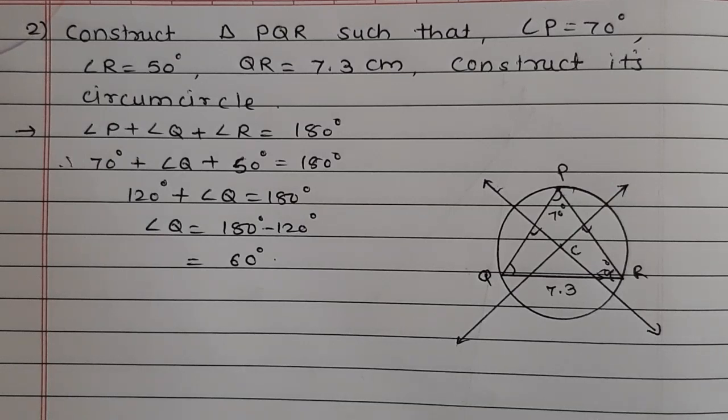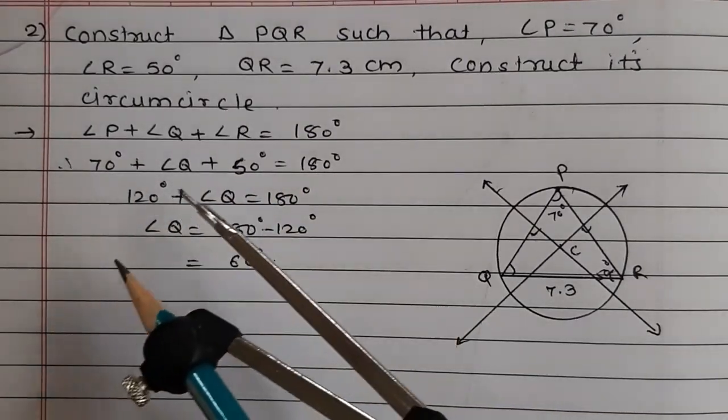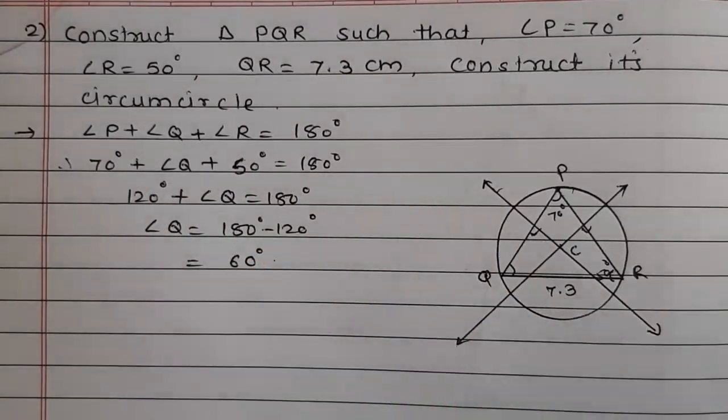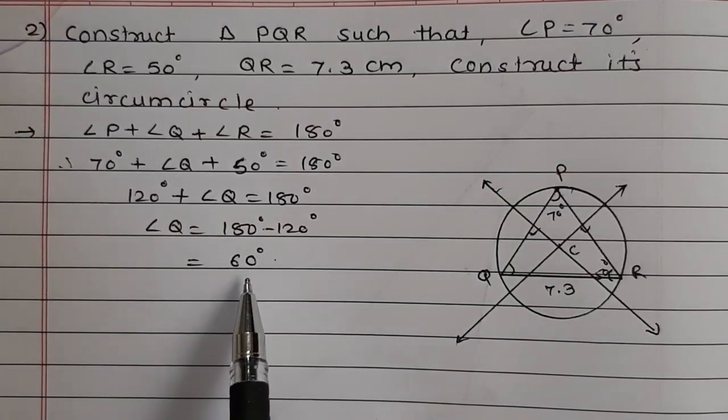So by using the criterion that the sum of three angles in a triangle is 180 degrees, first of all we find the measurement of angle Q. So angle P plus angle Q plus angle R equals 180 degrees. So here 70 plus angle Q plus 50 equals 180. So 120 plus angle Q equals 180 degrees. Therefore angle Q equals 180 minus 120 equals 60 degrees.